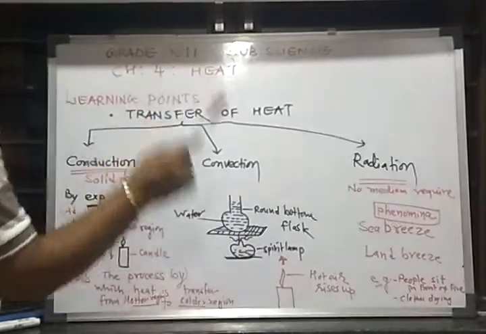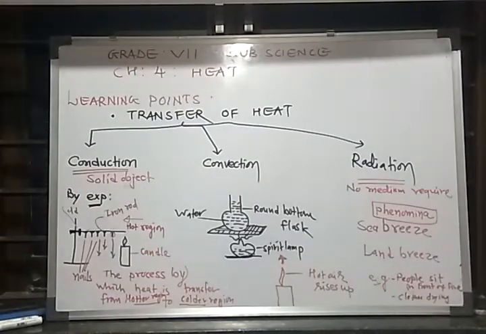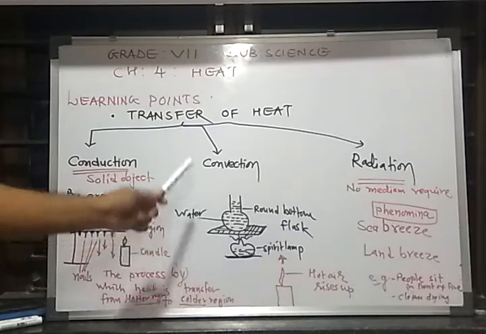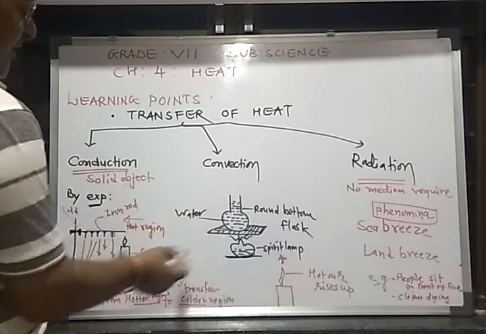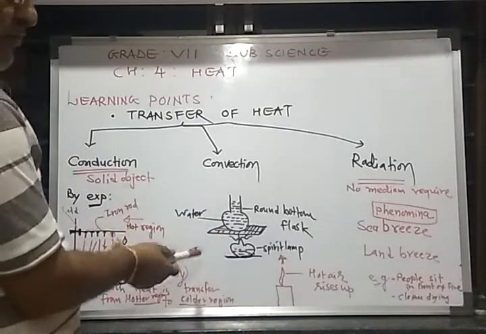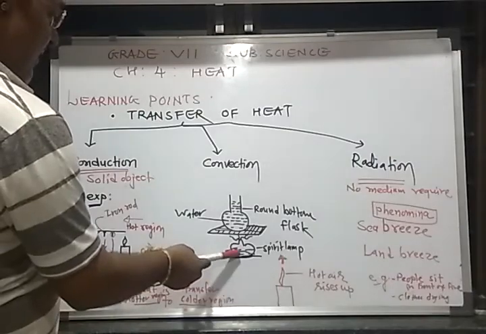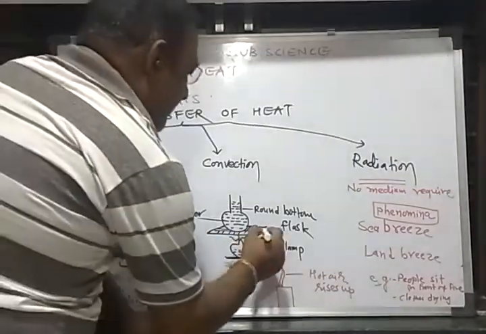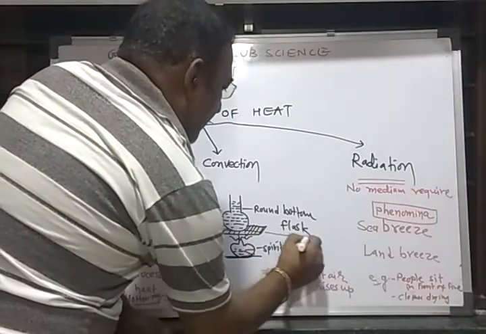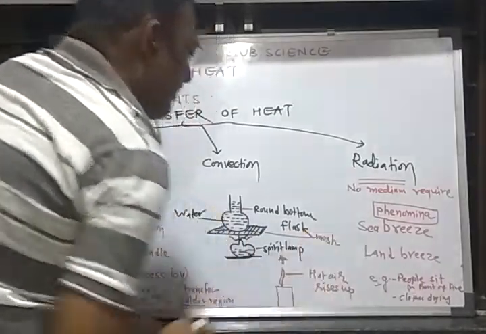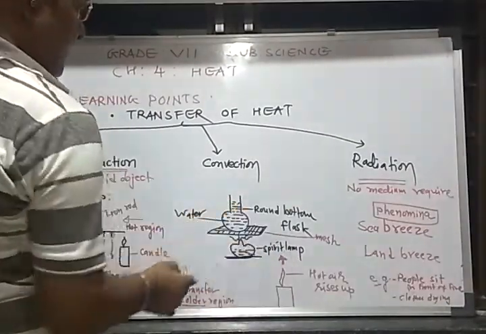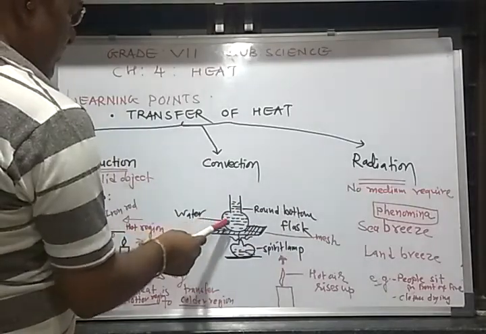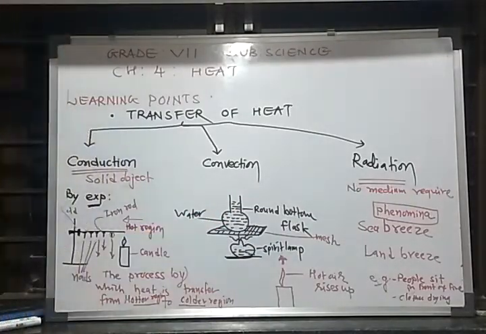Let's talk about convection. In convection, let me explain by this experiment. There are two experiments here. Very simple experiments, you can do these at your home also. You see here a spirit lamp is there, and here one round bottom flask is there. Inside that round bottom flask we take water. Now start to heat it.